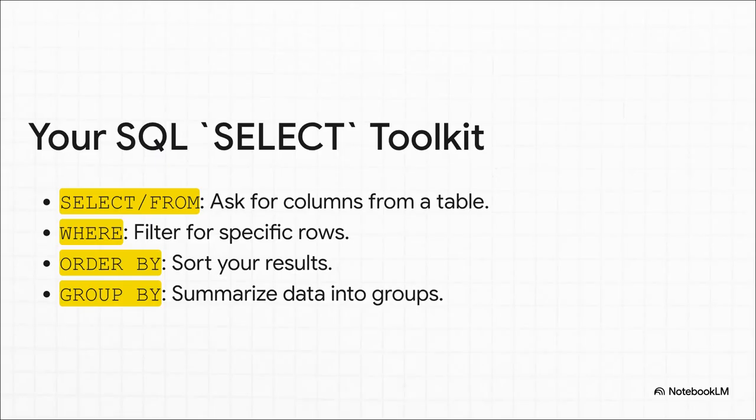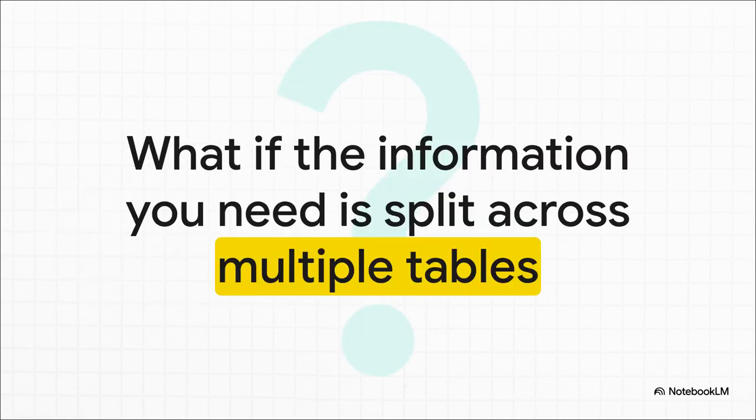That's pretty cool. So let's do a quick recap of the awesome toolkit you've just built. You can select columns from a table. You can use where to filter for the exact rows you need. You can order by to sort your results and see what's most important. And you can group by to turn those long lists into powerful, easy-to-understand summaries. You now have the power to ask a single table pretty much any question you can think of.